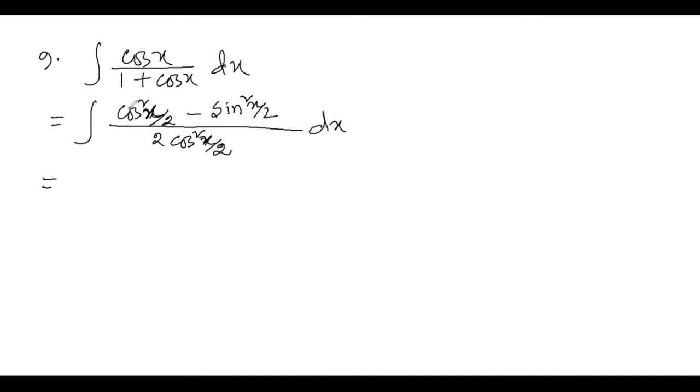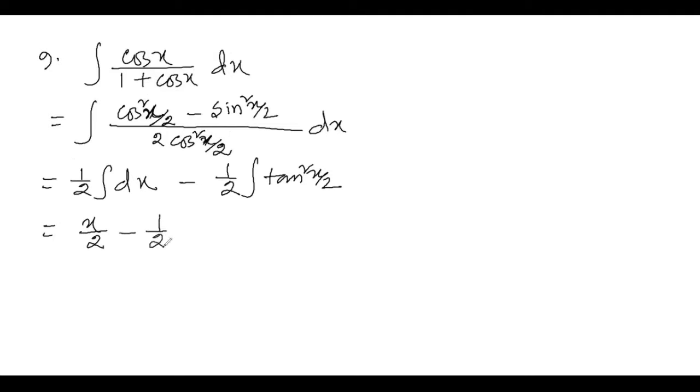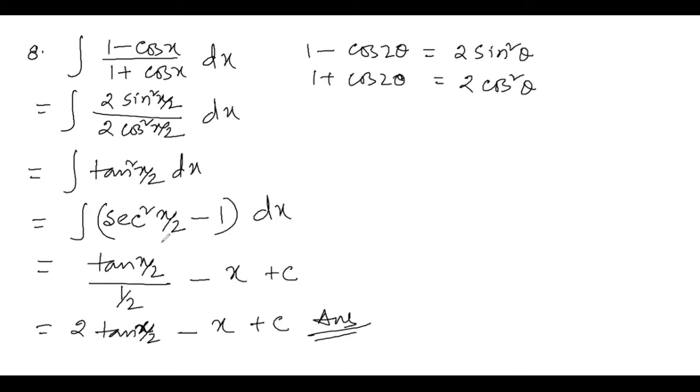Now cos square x by 2 cancels here. For the first term only dx is remaining. Next one, 1 by 2 sin square x by 2 by cos square x by 2, that is tan square x by 2. So here x by 2 minus 1 by 2 tan square. How do we integrate it? Again same thing, tan square x by 2, already this one integrated.